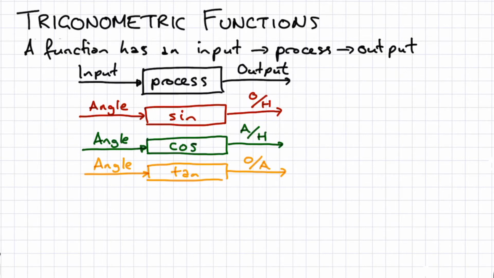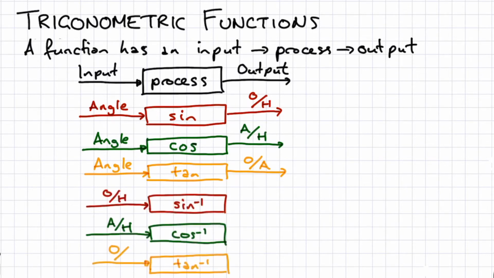Okay, now what we're going to talk about today is the opposite functions to these, or the inverse functions to these. And so these are sine minus 1, cos minus 1, and tan minus 1 functions. All they really do is insert the ratio, so O over H, A over H, and O over A, and they spit out the angle. So they really just work in the opposite direction, inputting a ratio and outputting an angle.